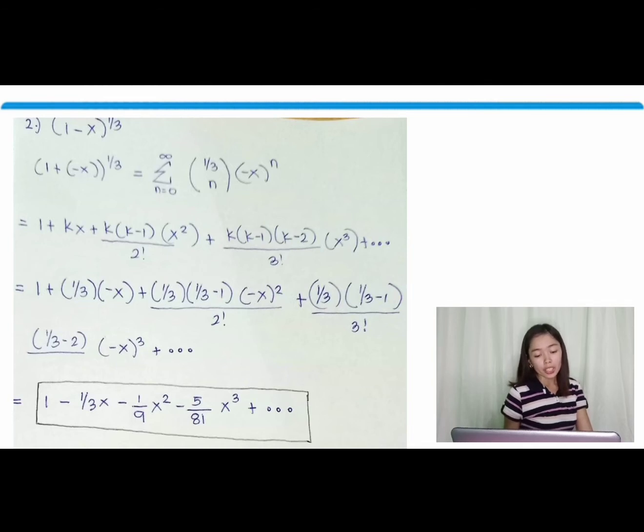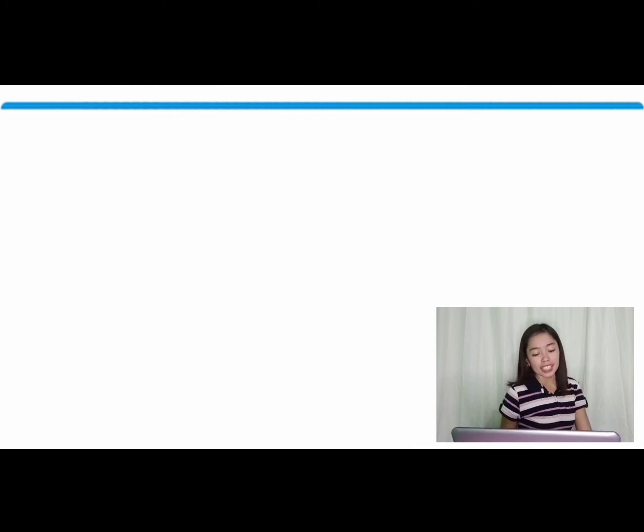Now, we have 1/3 multiplied by negative x, we have negative 1/3 x. Now we have 1/3 multiplied by (1/3 - 1) over 2! times (-x)^2. We have negative 1/9 x^2. And for the fourth term, we have negative 5/81 x^3, and so on. Therefore, the first 4 terms of this second example are 1 - 1/3 x - 1/9 x^2 - 5/81 x^3. How about this example?